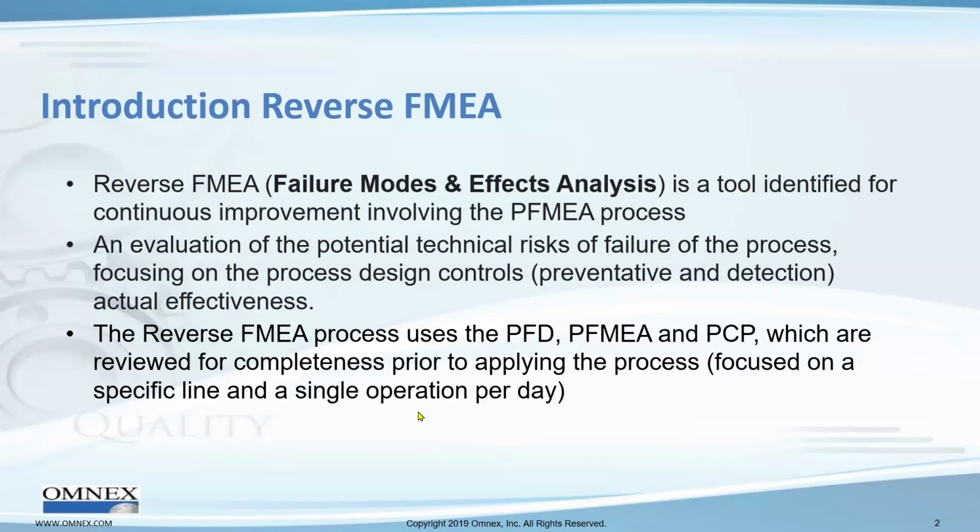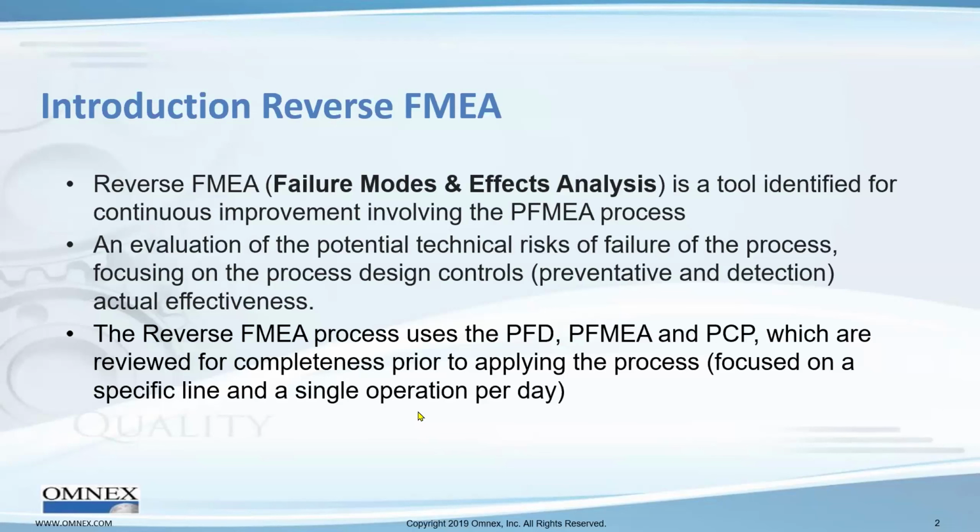And it looks at the control plan and the checks that we do and the gauging that we do. Again, we're going to evaluate the effectiveness during the reverse FMEA process and make sure that our detection ranking is appropriate. The reverse FMEA uses all the set of charts that are involved with PFMEA. So the process flow diagram, the PFD, the process FMEA, failure mode and effect analysis, and the process control plan.